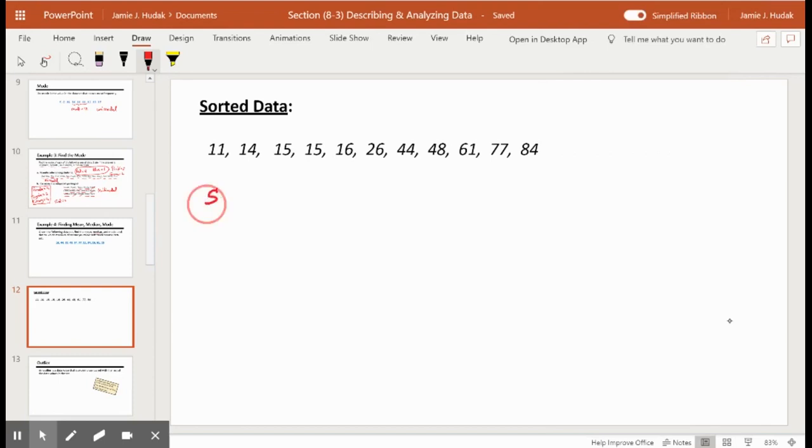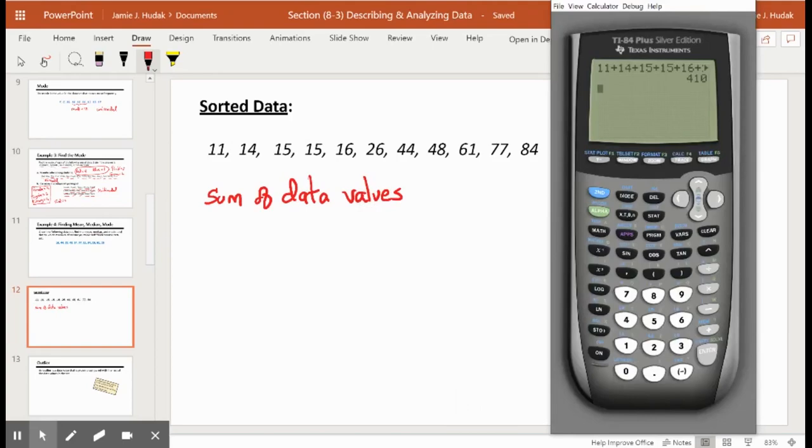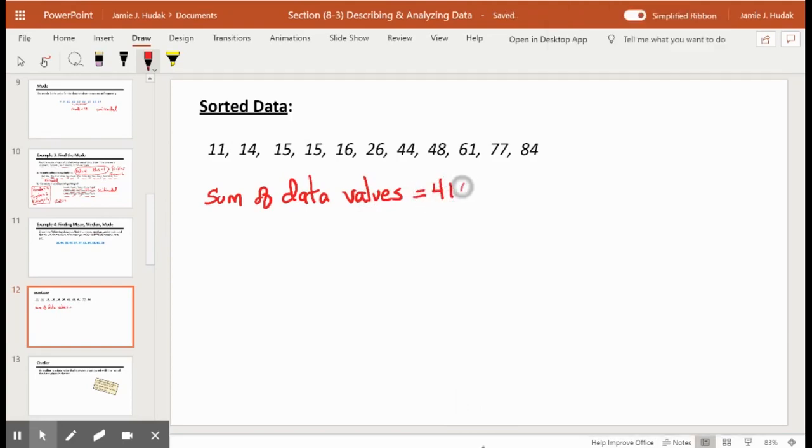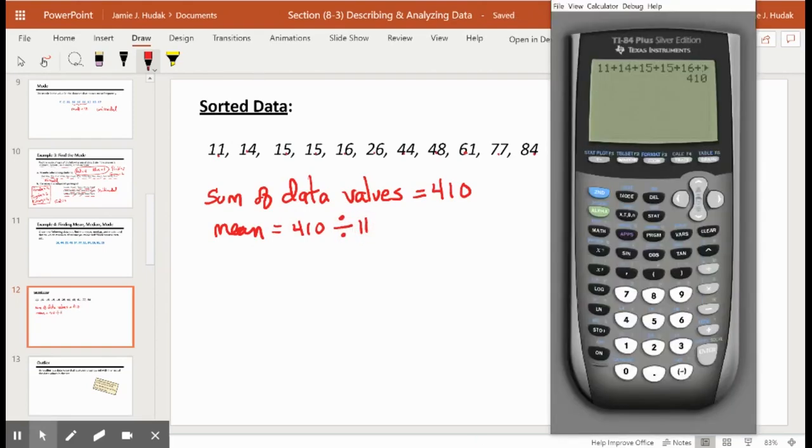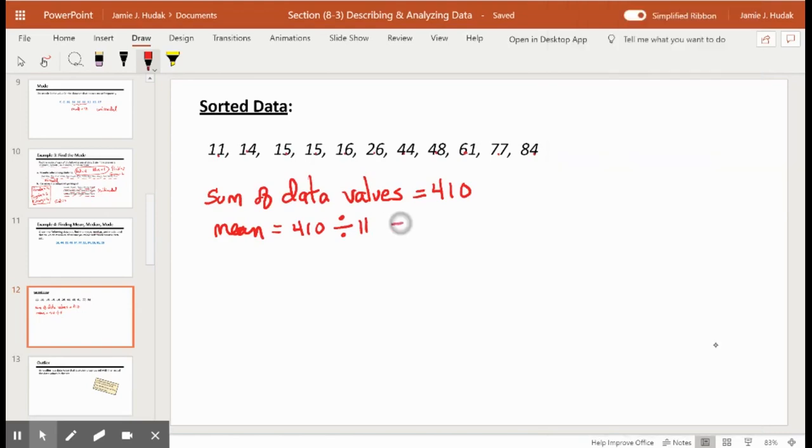So we see the sum of our data was 410. We have 1, 2, 3, 4, 5, 6, 7, 8, 9, 10, 11 pieces of data. So the mean is 410 divided by 11, 37.27.